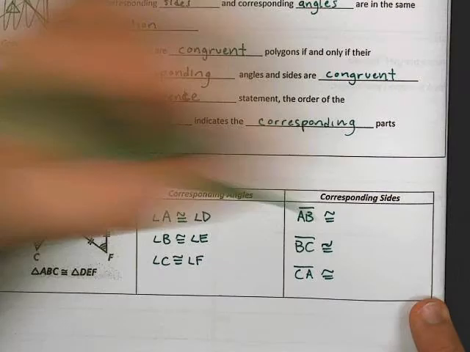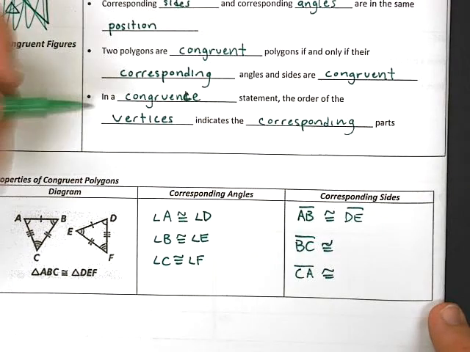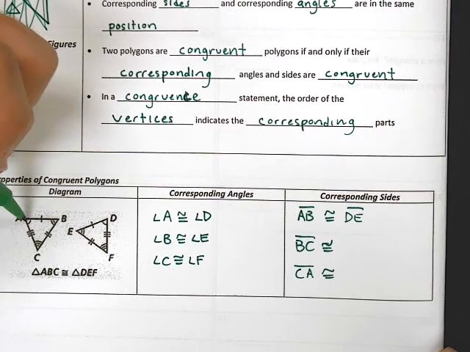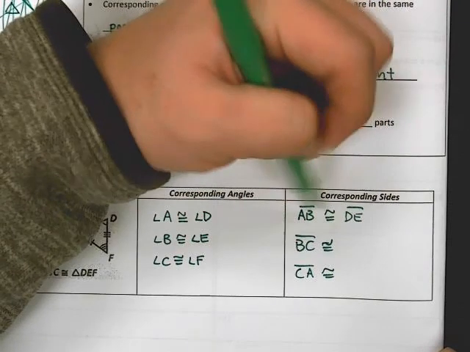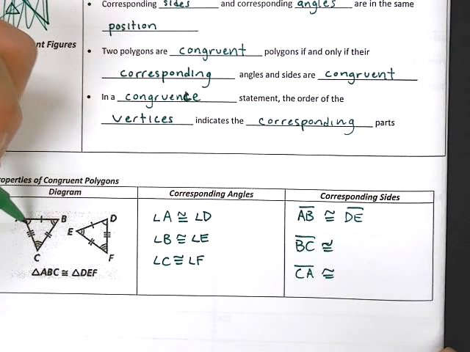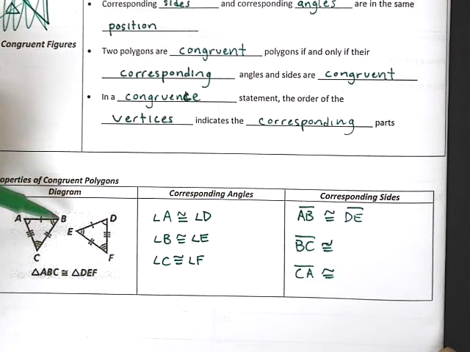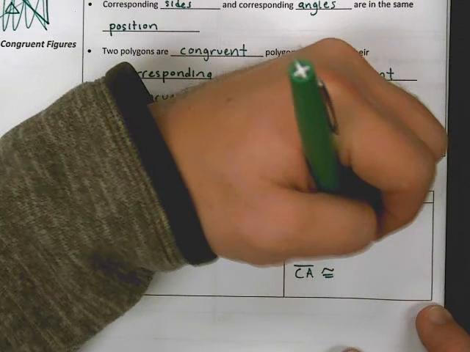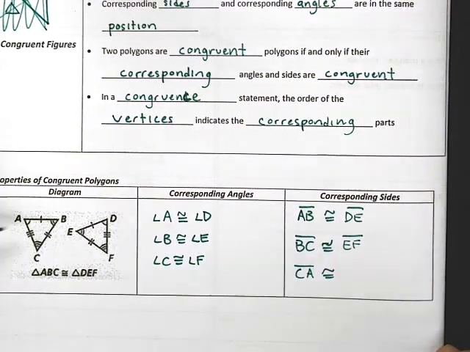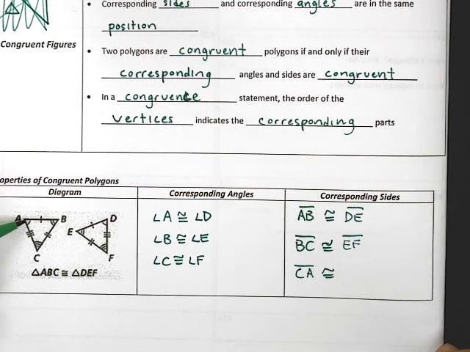I hope you all said DE. The reason is because I want to go in order. Notice vertex A lines up with D, so I want to go in the same order. From single to double. Now, BC is double to triple, so I want to go double to triple in my new one, EF. Lastly, I went triple to single, CA, so I want to go triple to single again, FD.